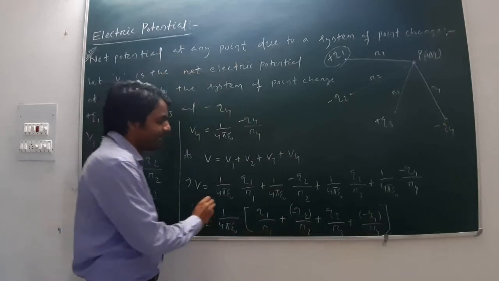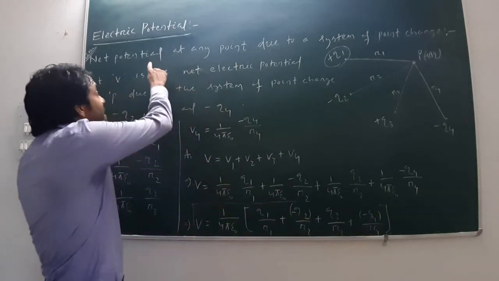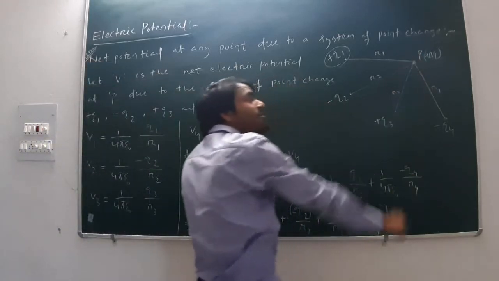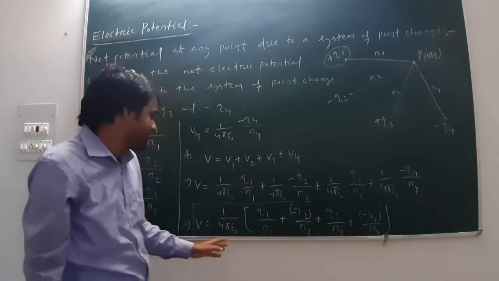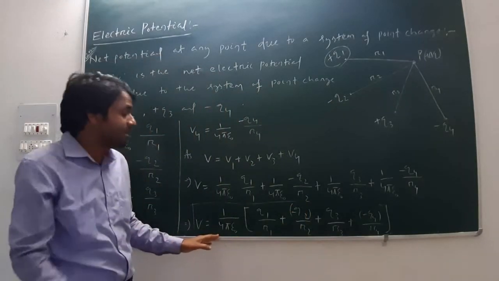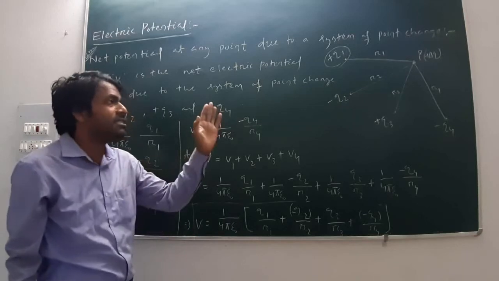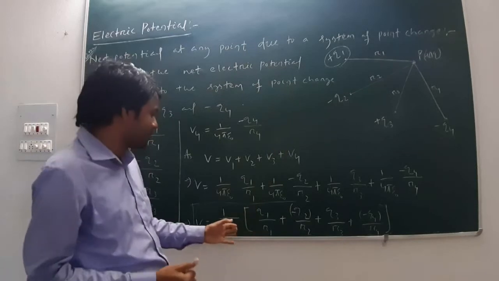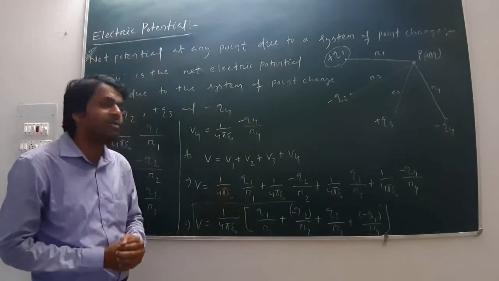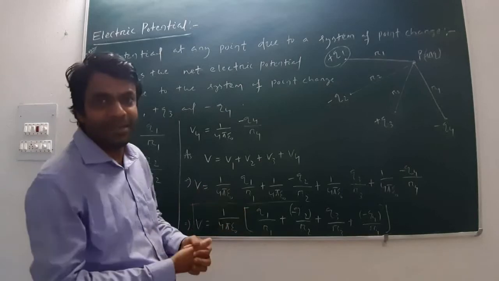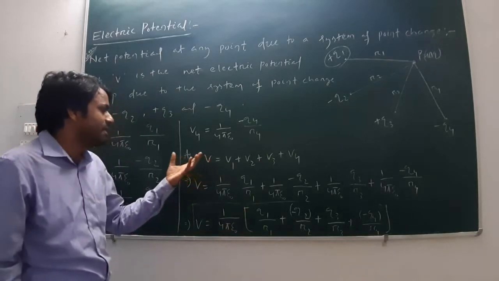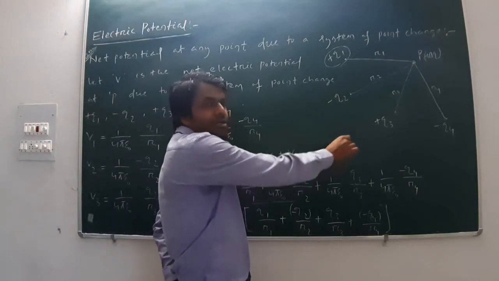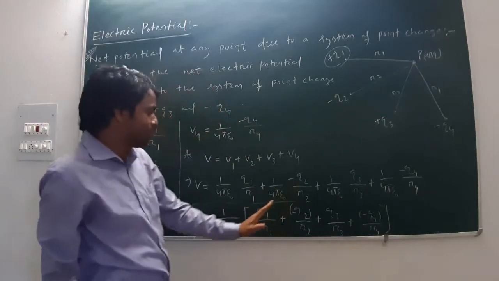This is the required expression for the net electric potential at any point, or point of observation, due to the system of point charges. For my system, there are 4 point charges. This is a 4 point charge system. Similarly, for an n point charge system, you have to calculate the different potentials V1, V2, V3, up to Vn. Then the net potential can be written as V equal to V1 plus V2 plus V3 up to Vn, and similarly the process goes on.